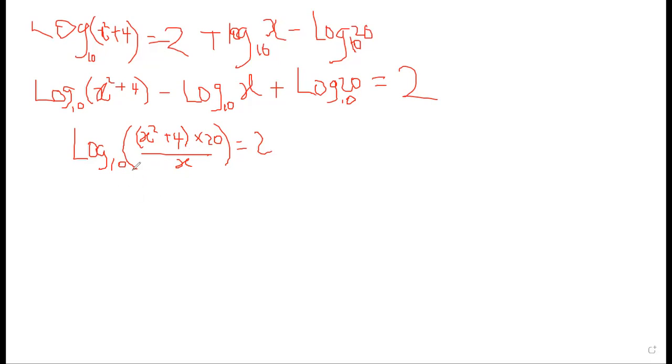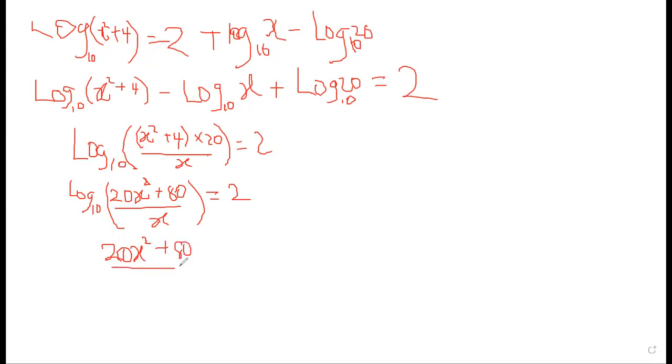Okay. Now, if we agree to that, that means we have log base 10 of (20 x squared plus 20 times 4, which is 80) divided by x, is equal to 2. Now, remember our rules of logarithm. That's the first thing I ever told you about in logarithm. This is the same thing as (20 x squared plus 80) divided by x is equal to 10 raised to power 2.